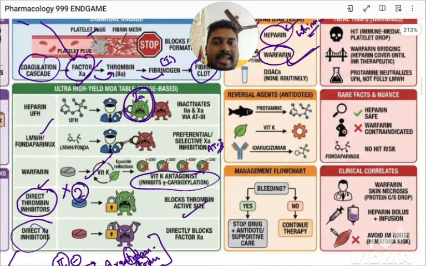Next, which are the reversal agents? Protamine is for what? Heparin. So in heparin toxicity we will use protamine. Second, for warfarin, what do we use? Vitamin K. So this is for warfarin.